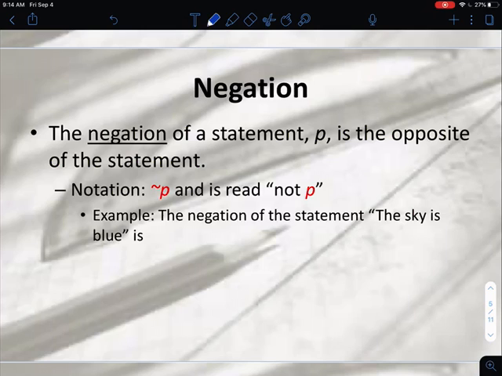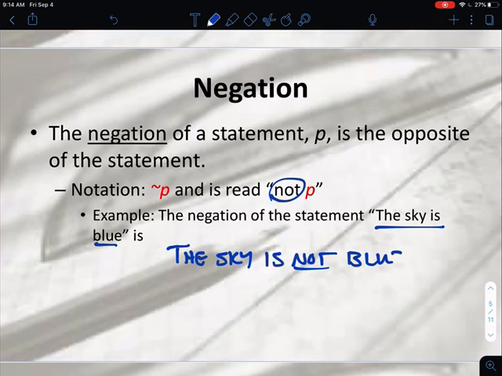When we negate statements, so this is the next piece here, we're going to say the exact opposite of the statement. And typically the way we're going to do that is we're going to put the word not into a statement, or we're going to take the word not out of the statement. So an example, the statement is the sky is blue. If I want to negate that, I'm going to say the sky is not blue. So it's just a matter of putting the word not into the statement.